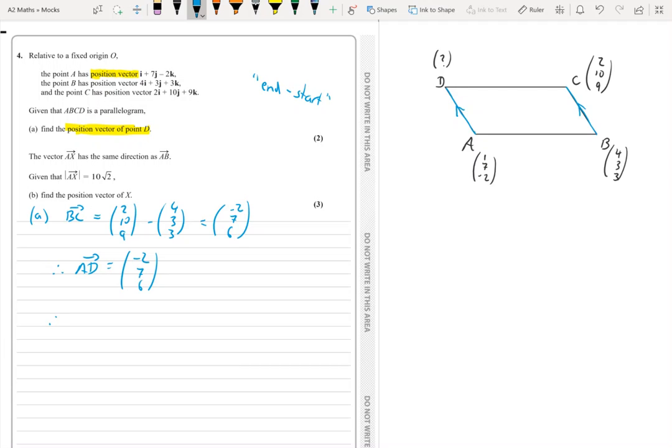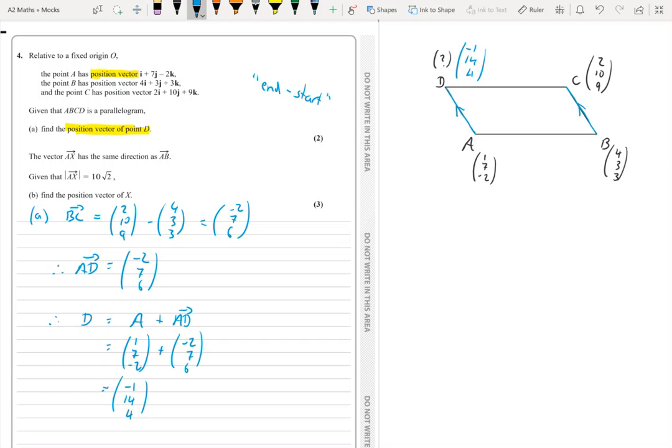So that means if I want to know where D is, I start at position A and I add on that vector journey. So A is the point 1, 7, minus 2. That's my starting point. I want to add on that vector journey, minus 2, 7, 6. And that will tell me where I finish is negative 1, 14, 4. So that must be the position vector of D, or the coordinates of D. So I might add that to the diagram as well. We found minus 1, 14, 4.